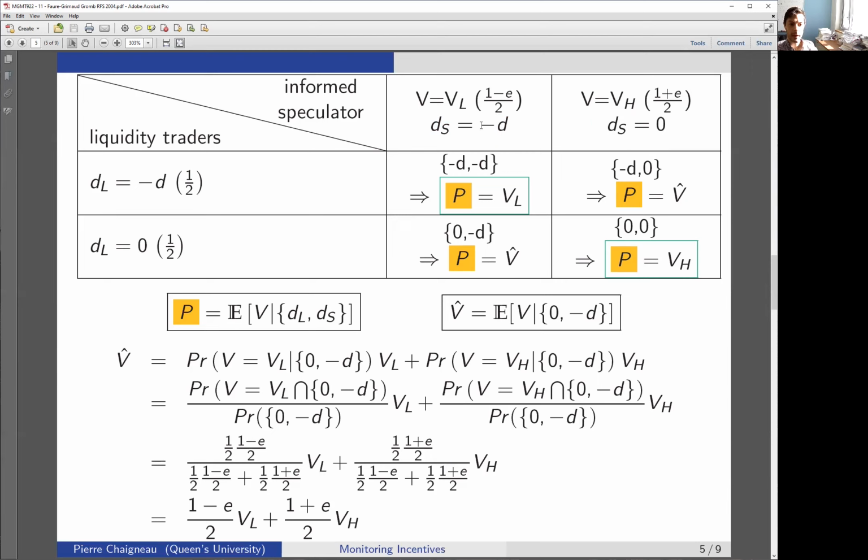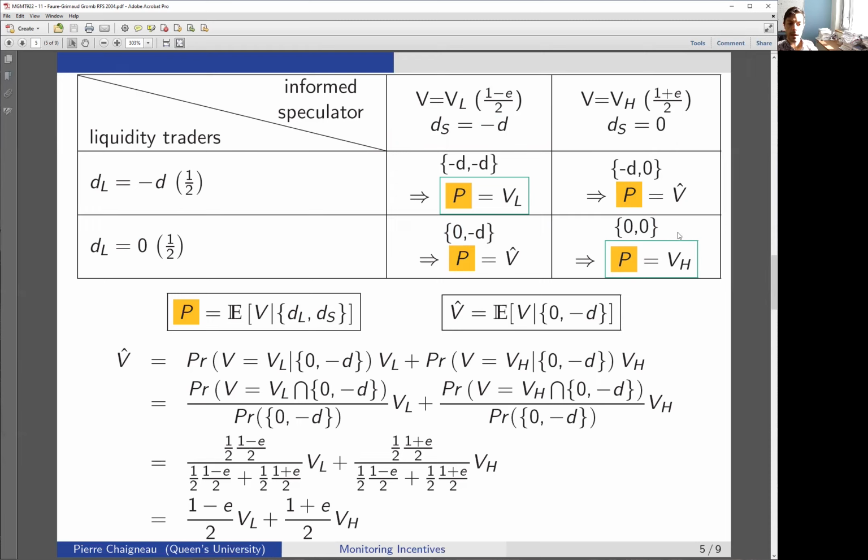Okay, so based on all these cases, there are going to be orders submitted to the market maker. And so this is what the market maker observes in each of these cases. Here the speculator does not do anything, but the liquidity trader is going to sell D. And here it's the opposite. The liquidity trader does not do anything, but the speculator is going to sell D. And in this case, no one does anything.